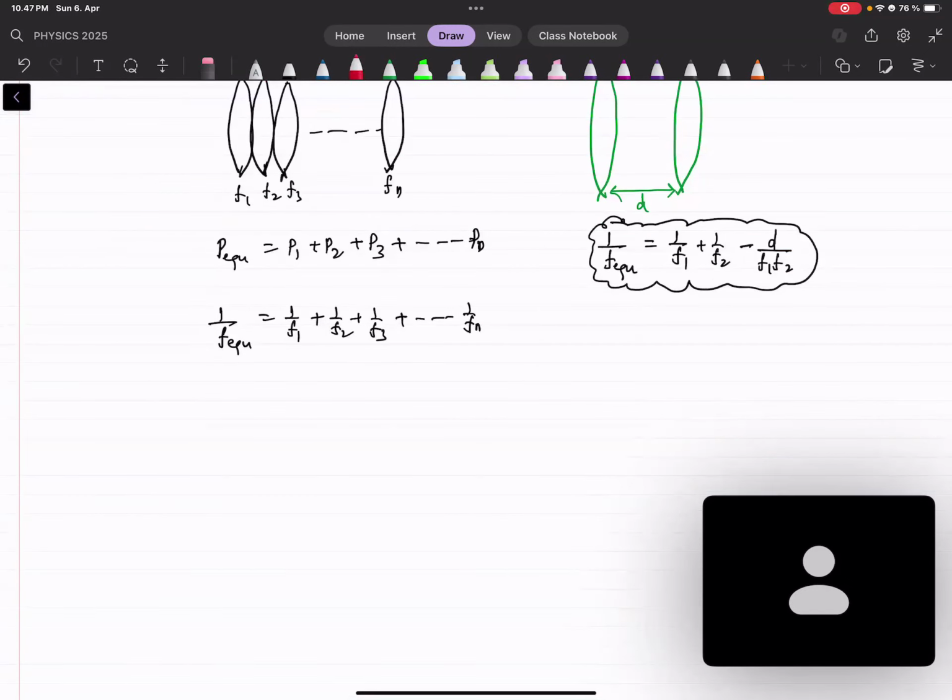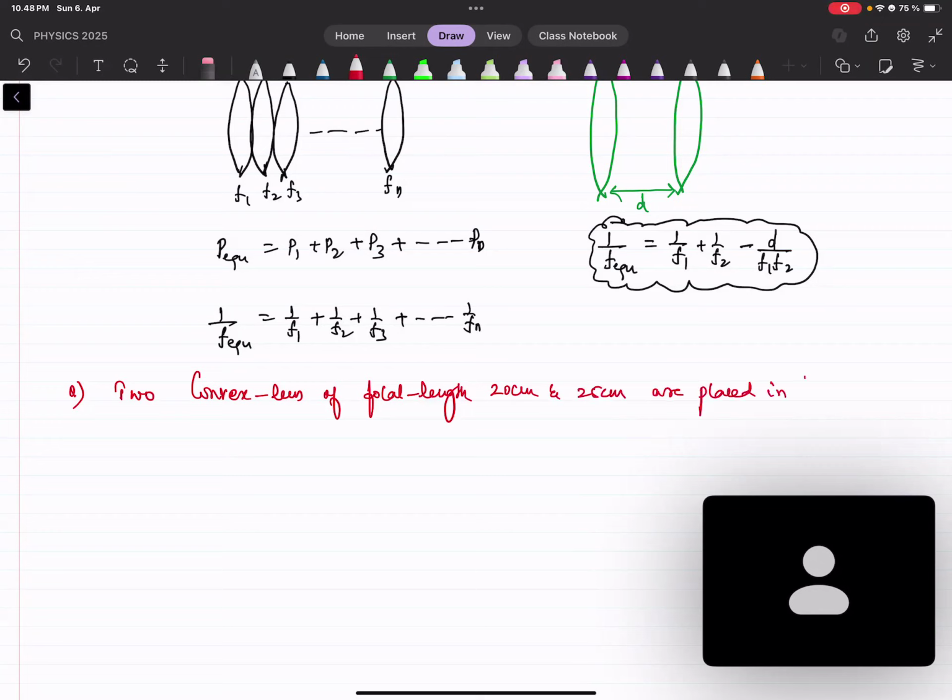Sure. Give me the answer for this one faster. Let's say, for example, I got two convex lenses of focal length 20 centimeter and 25 centimeter, and they are placed in contact with each other. Okay. Then the power of this combination is how much? Tell me faster.